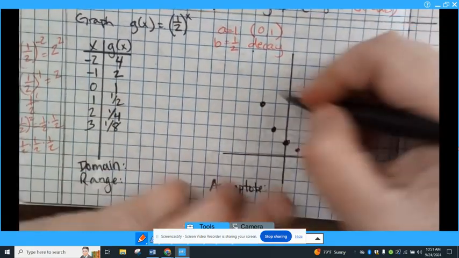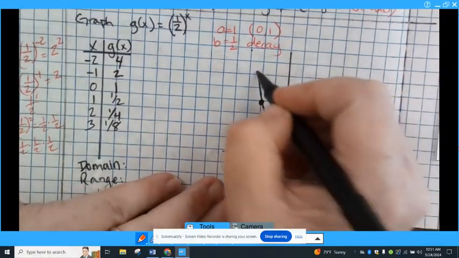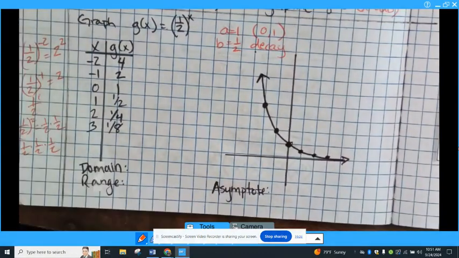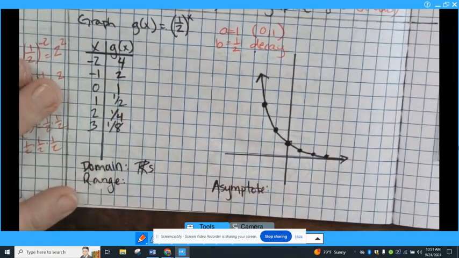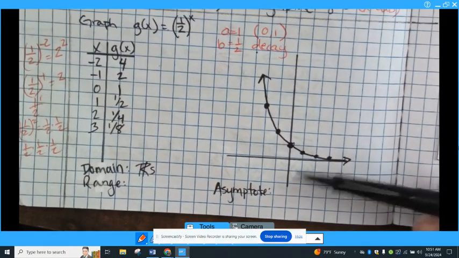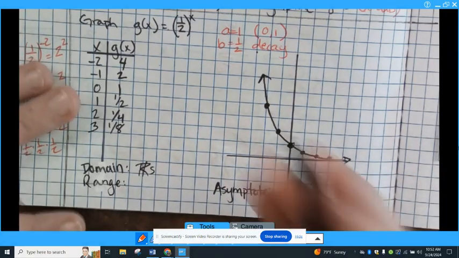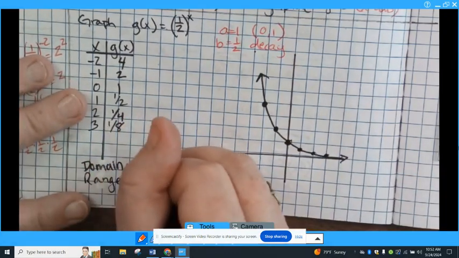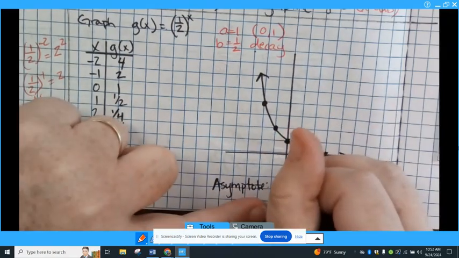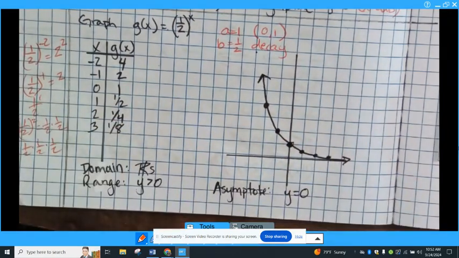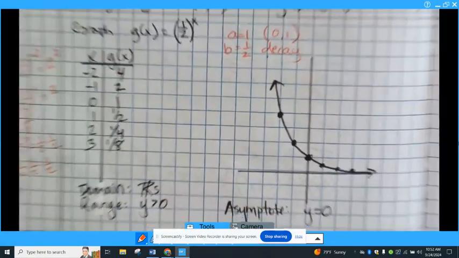Notice those points are just getting closer and closer to 0, but it will never actually turn into it. So the domain, again, for this one is all the real numbers. Your range is the same. There are no negatives because it's just going to keep dividing by 2 or multiplying by 1/2. So our range is y is greater than 0. Our asymptote for this one, again, is y is equal to 0. And that's graphing our exponential functions.